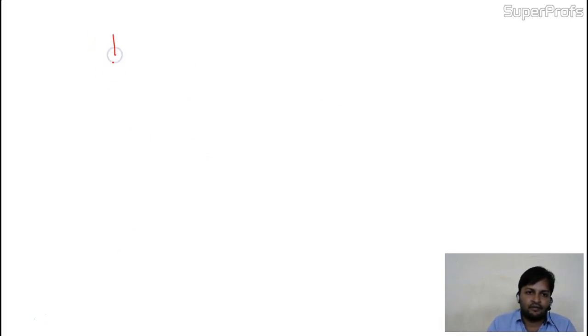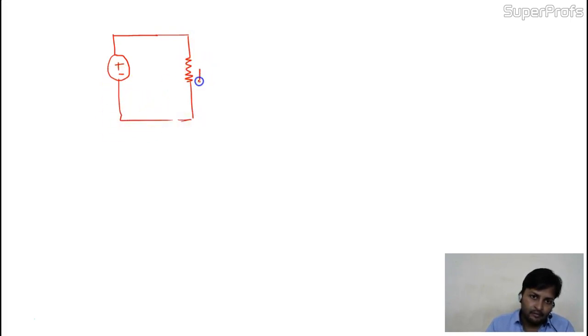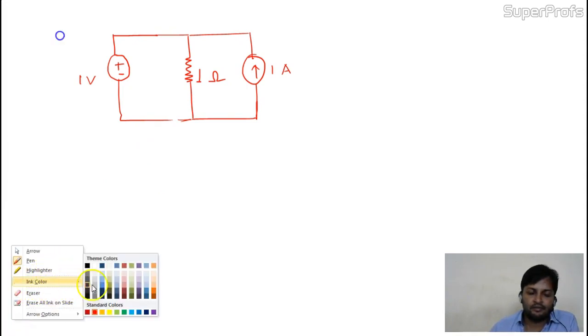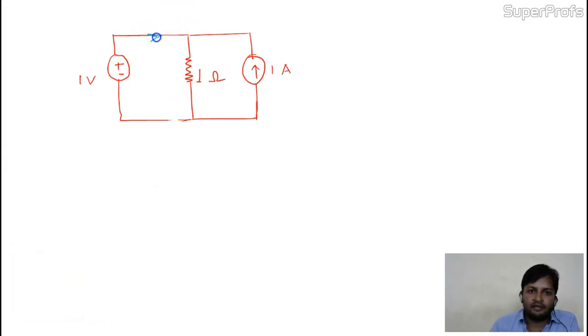The question was: a 1 ohm resistance is connected with a 1 volt independent source and in parallel with a 1 ampere current source, like this. The circuit was like this. Here in the question they mentioned this I, and they asked for the current I supplied by the DC voltage source in the circuit.